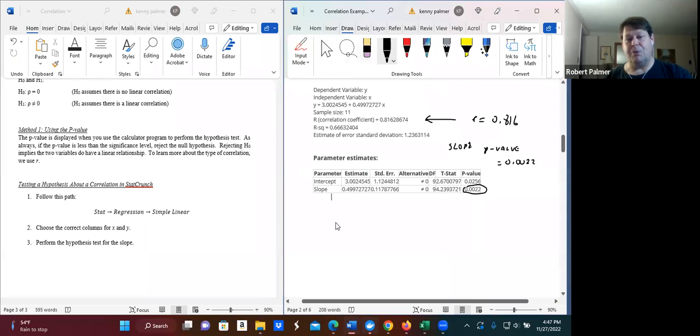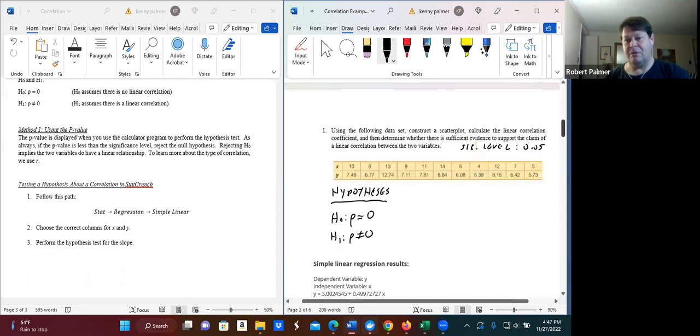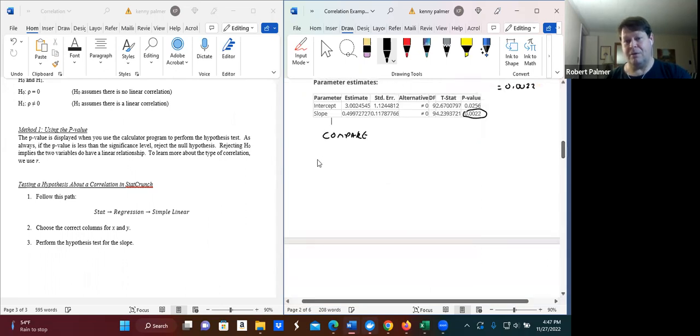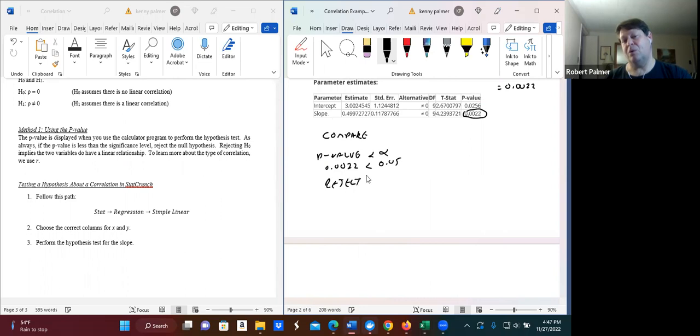then what we're going to want to compare. I also should have said our alpha is going to be 0.05. If we compare the p-value and alpha, 0.0022 and 0.05, clearly that's less. So then we can reject H0, okay?